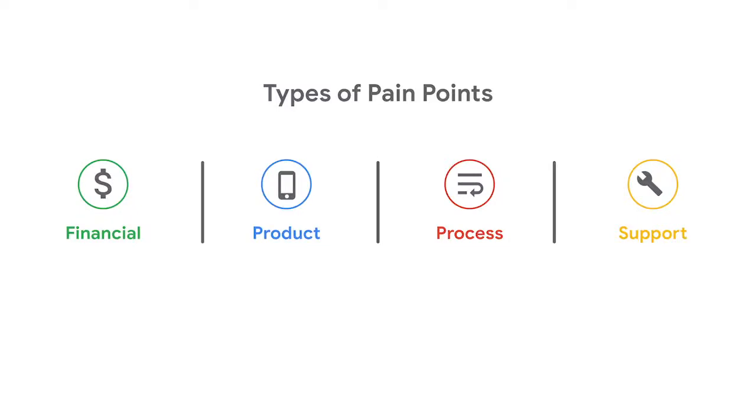There are 4 categories that pain points can fall into: financial or money-related pain points, product, which are pain points related to quality issues, process, which are pain points related to the user's journey, and support, which are pain points related to getting help from customer service. Identifying the pain points your user is experiencing will help you find potential problems that your design can solve. And this has great value for users and your brand.